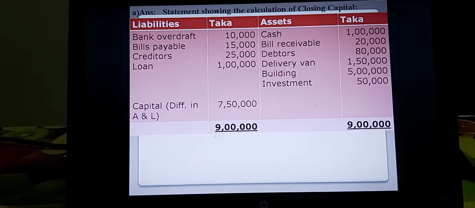In left side, in liability side, you have to write the amount of capital in bracket, difference in assets and liability, that is the assets and liabilities of closing amount.